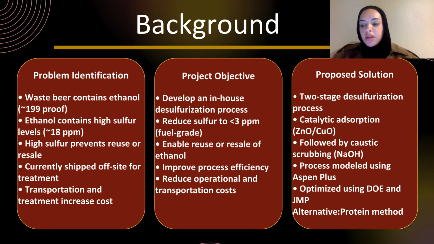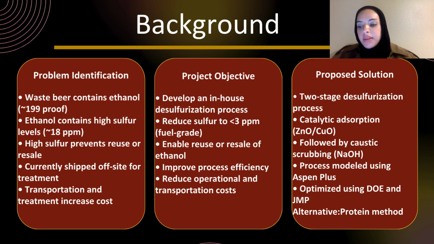This project focuses on improving the value of waste ethanol produced by Anheuser-Busch. During the beer production process, waste beer is distilled to produce ethanol at approximately 199 proof. However, this ethanol contains high levels of sulfur compounds, which makes it unsuitable for reuse or resale. As a result, the ethanol is currently shipped off-site to Kentucky for sulfur removal, which increases both cost and inefficiency.